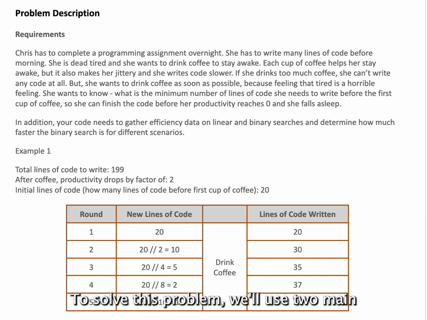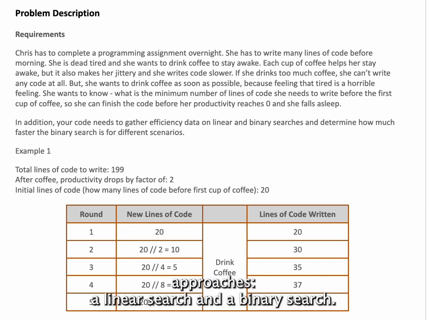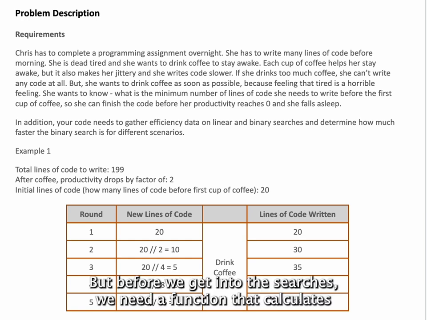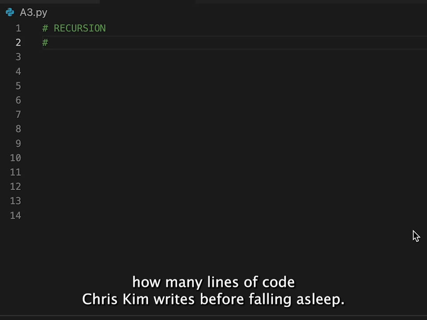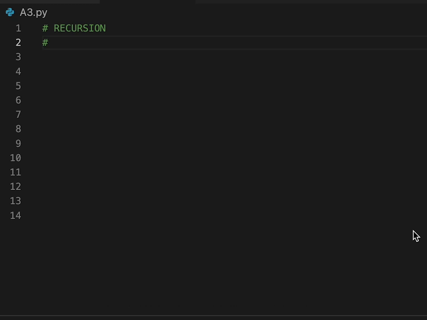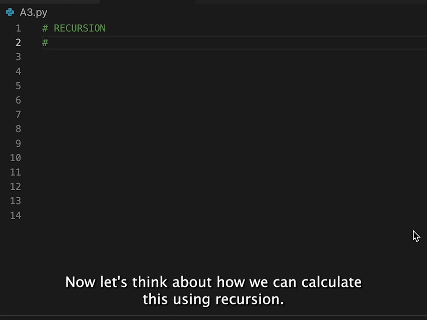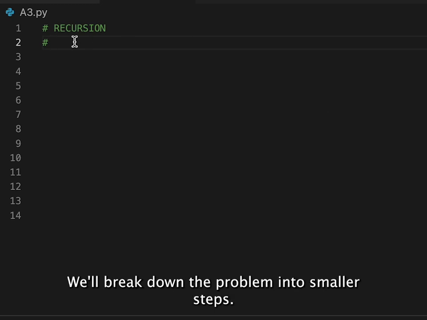To solve this problem, we'll use two main approaches, a linear search and a binary search. But before we get into the searches, we need a function that calculates how many lines of code Chris can write before falling asleep. This function will use recursion. Now let's think about how we can calculate this using recursion. We'll break down the problem into smaller steps.